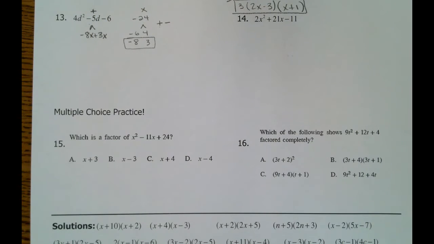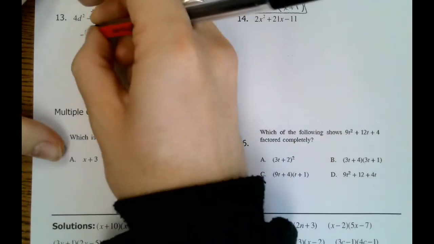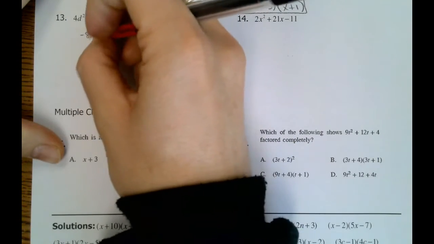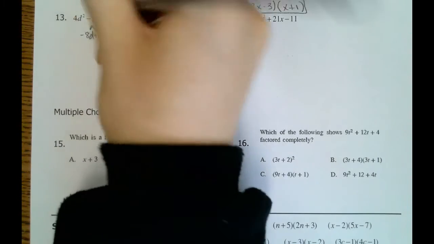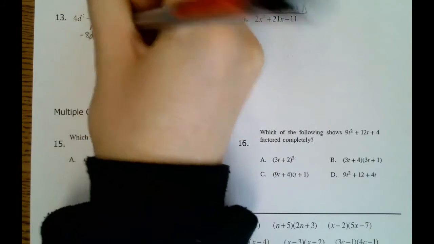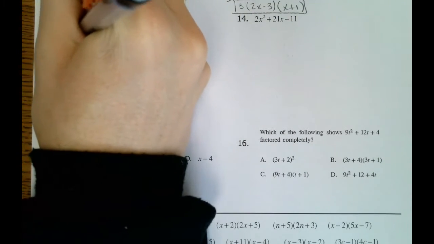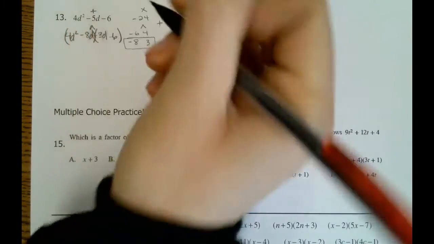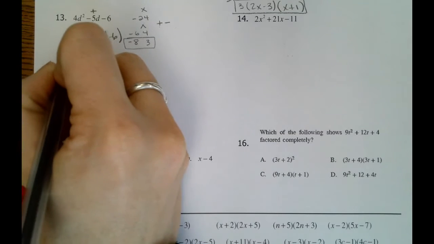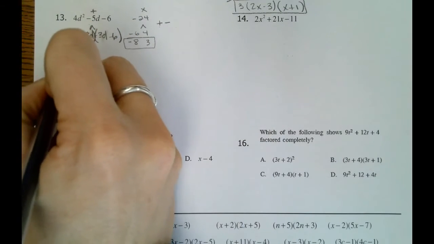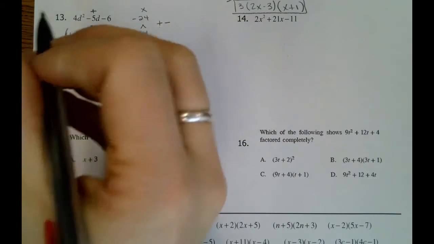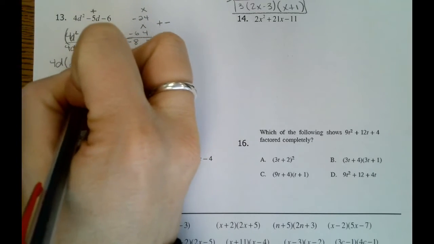That will work. Negative 8x plus 3x, we're going to split that. Oops, should be D, not x. My mistake. And then we'll bring down our negative 6. We'll bring down our 4D squared. Okay, we'll do our GCF. So here we can pull out a 4D from those two terms. So we're left with D minus 2.